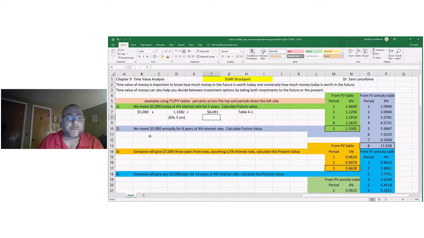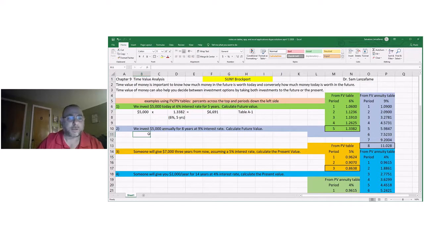Number 2, we invest $5,000 annually for 8 years at 9% interest rate. Calculate the future value. Well, notice the difference between 1 and 2. In number 2, it's $5,000 annually. So every year for 8 years, we're plopping $5,000 into the account. So 5 times 8, there's at least $40,000, right, that we're putting in. So what's this 40,000 but 5 at a time for 8 years going to be worth 8 years from now?